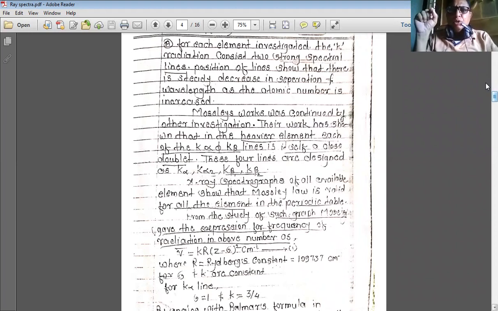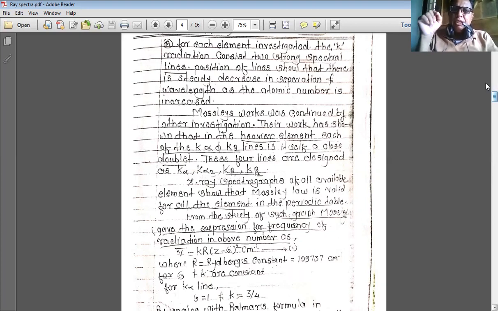Their work has shown that in every element, each of the K alpha and K beta lines is itself a closed doublet. These four lines are designated as K alpha 1, K alpha 2, K beta 1, K beta 2.